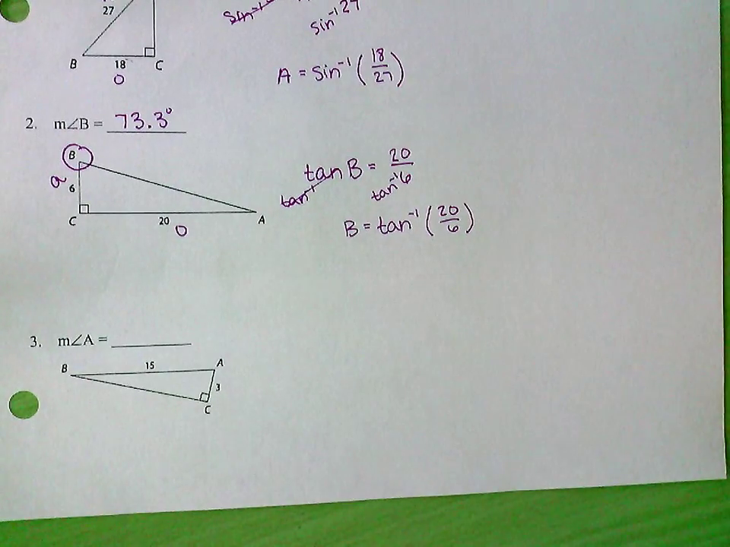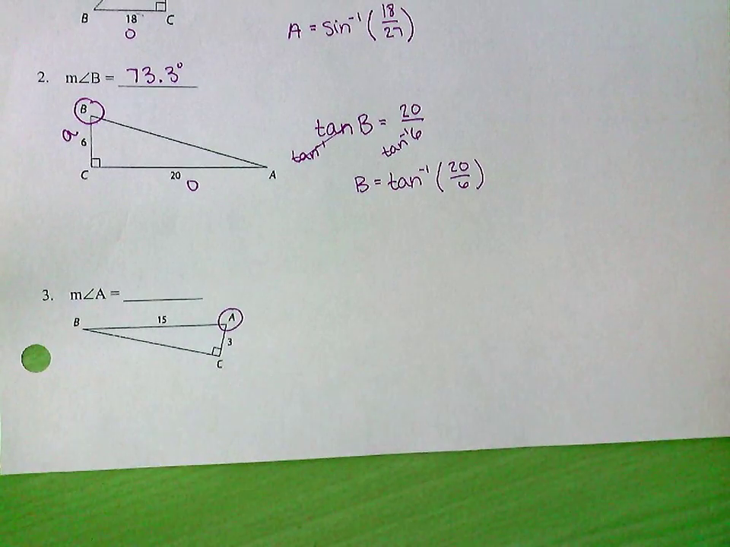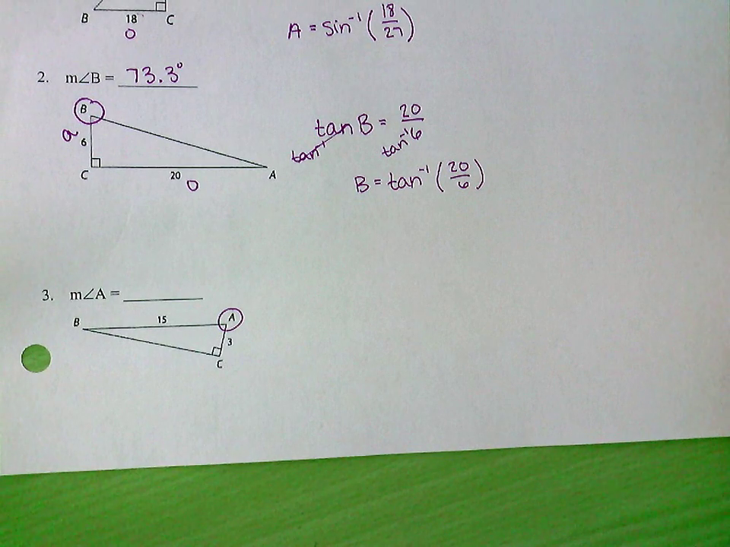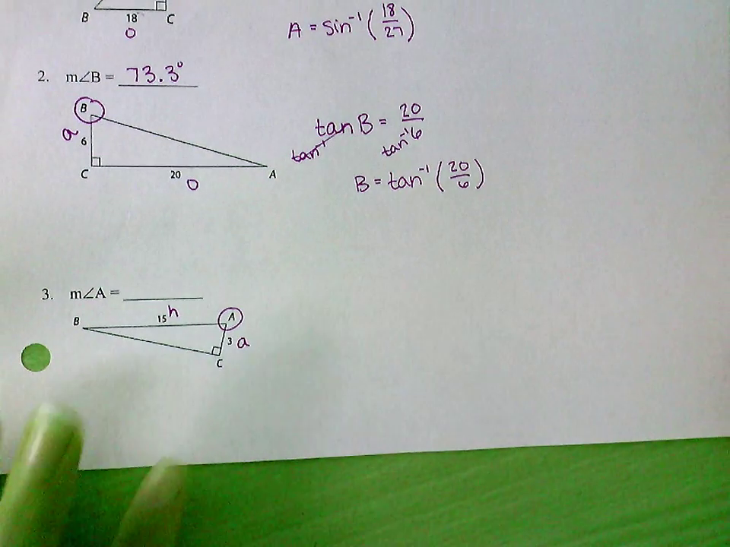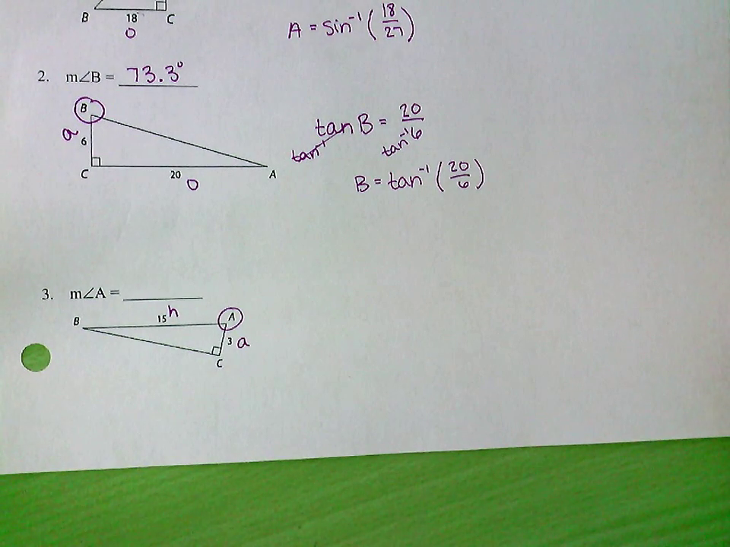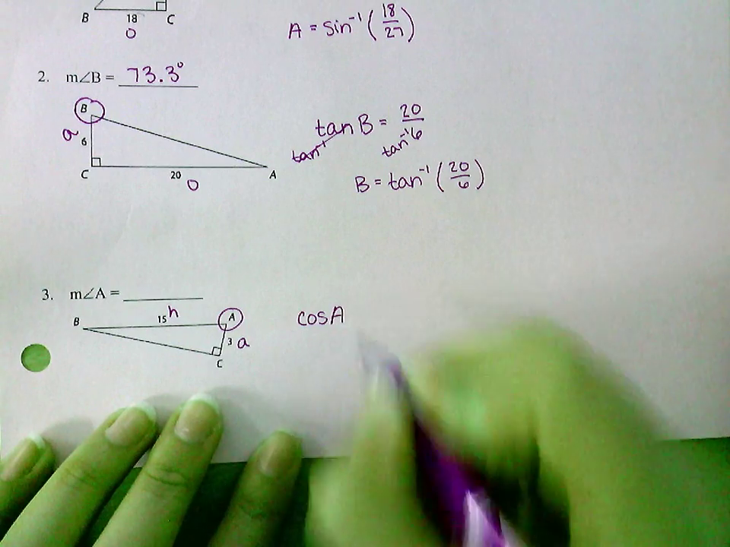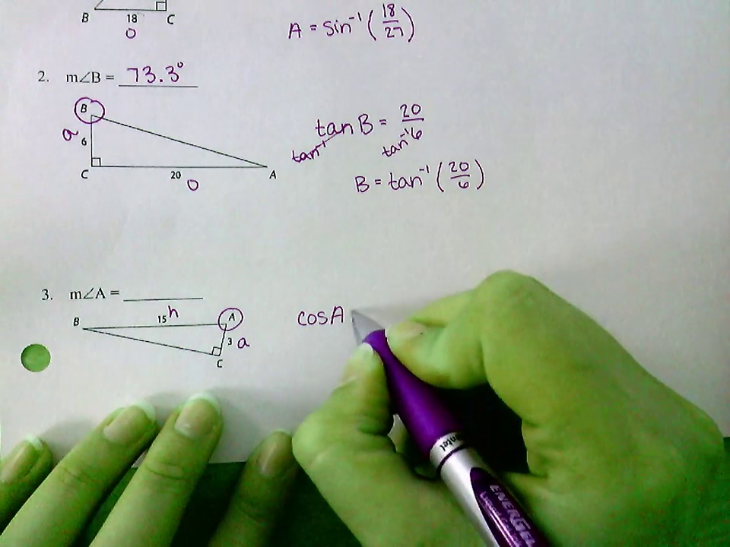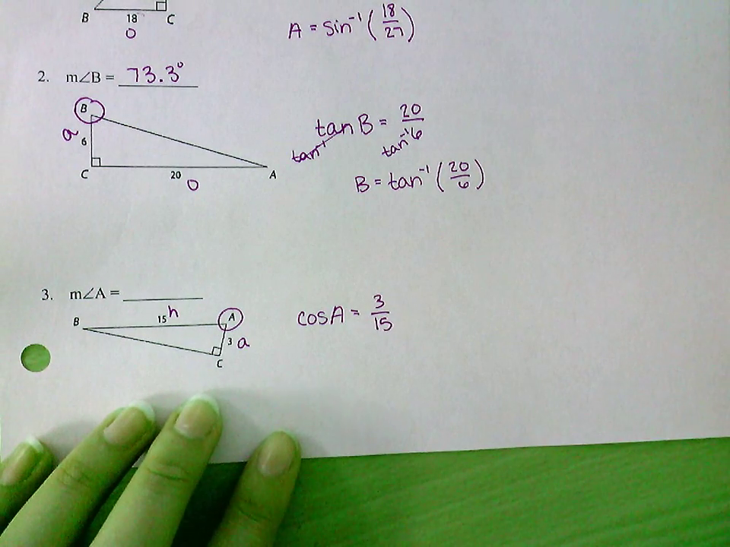All right, number 3, since most of you, I think, have done that problem, we're looking at angle A. Okay, looking at angle A. We have the hypotenuse and the adjacent side. So we're using cosine of our angle that we went from. It's A. That's equal to our ratio of sides, 3/15.